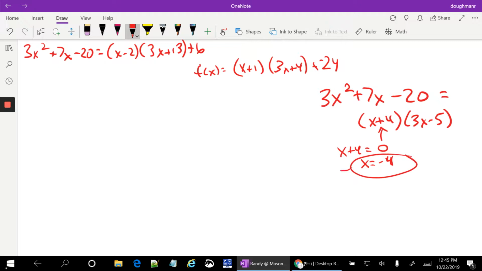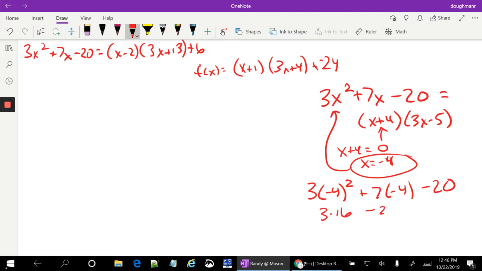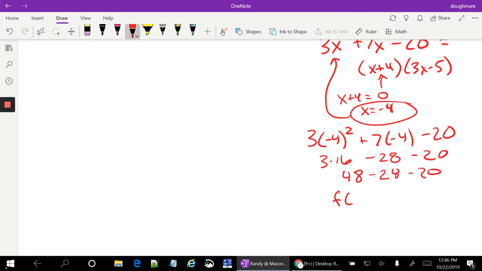Let's put that negative 4 back into our original equation. 3 times a negative 4 squared plus 7 times a negative 4 minus 20. That looks like 3 times 16 minus 28 minus 20. I believe that's 48 minus 28 minus 20. So f of negative 4 equals 0. So I know whenever I come up with a remainder of 0, I know that I found a 0.